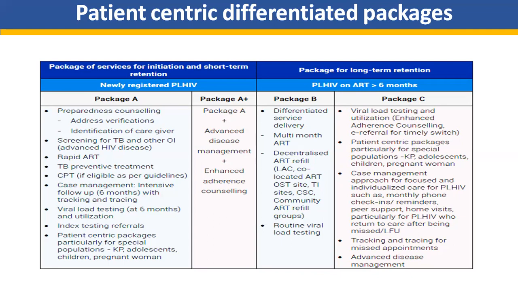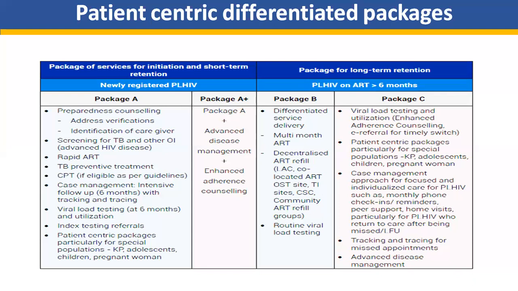Now, package A, as we all know, they went through preparedness counseling, address verifications, identification of caregiver. They were screened for TB and other OIs. They were rapidly initiated on ART. They were given TPT or the TB preventive treatment. They were given CPT if they were eligible as per the guidelines. They were given case management, and intensive follow-up for 6 months has to be done for all of them. We may do tracking and tracing depending on the need. A viral load testing will be done at 6 months.